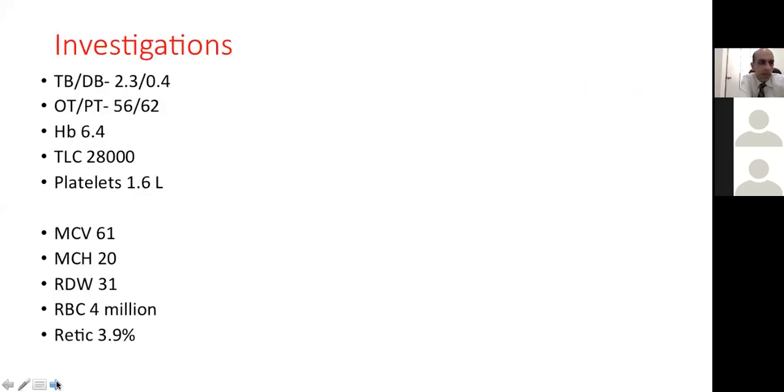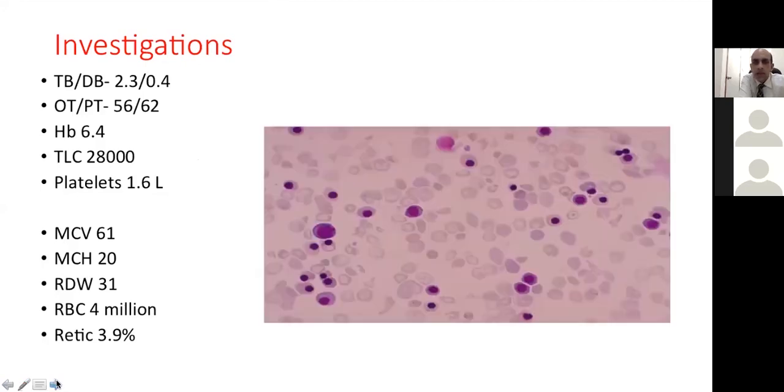This is the CBC. You can see indirect hyperbilirubinemia. There is anemia. The white cell count is high. MCV is low, 61. RDW is high. The retic count is a little bit high, but corrected retic may be low. The child has never been transfused, and this is the peripheral smear. Would anybody like to say what condition this child has? What do you think this child has?